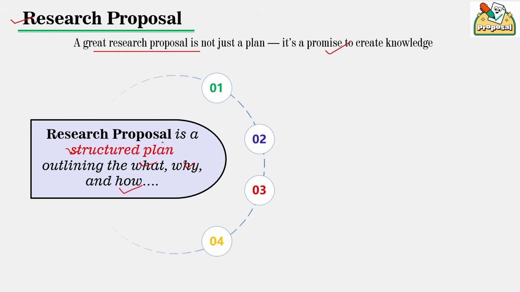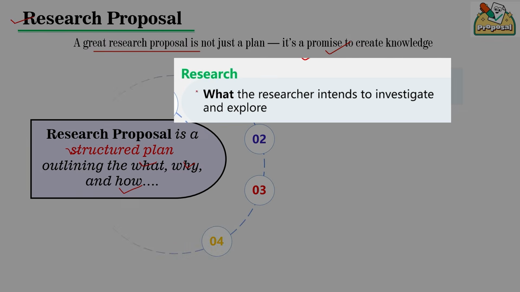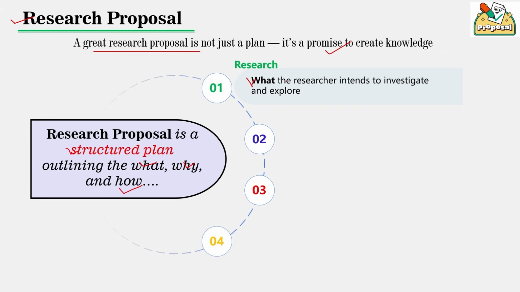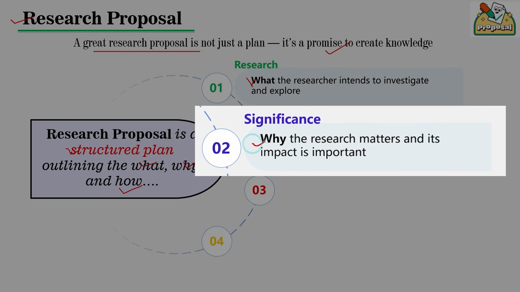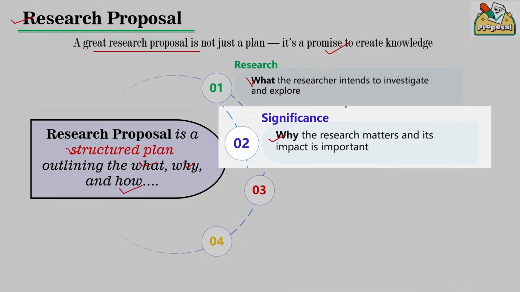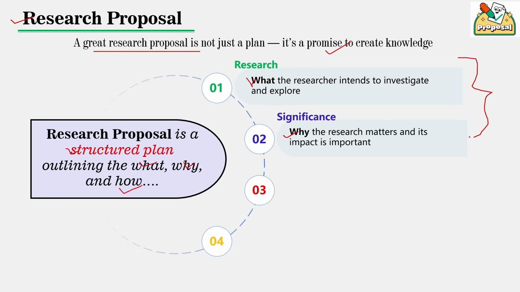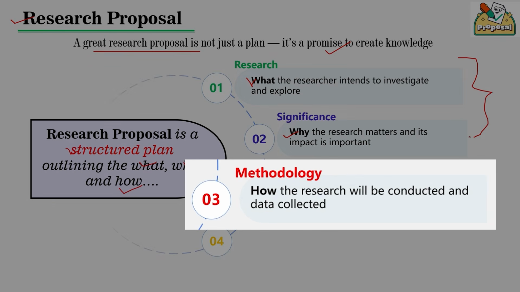Now what is the first point? It is the research, meaning what you want to investigate. Then the second point, which is linked with the first, is its significance: why you want to perform this research, and what its impact and influence on society is. Once you understand these 2 points, you have to think about the methodology, meaning how you will carry out this research: what instruments you will use, and what types of methods you will use to collect and analyze the data, etc.